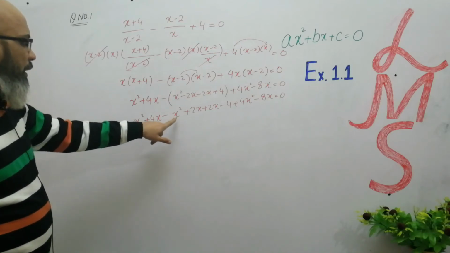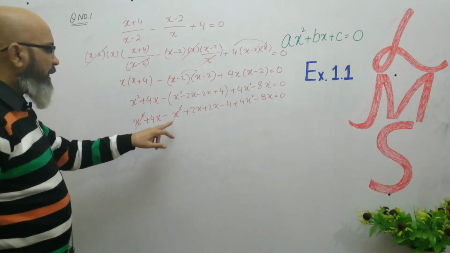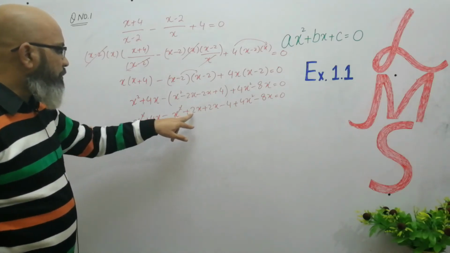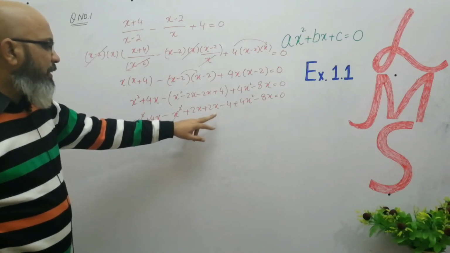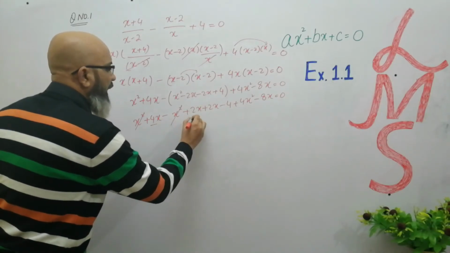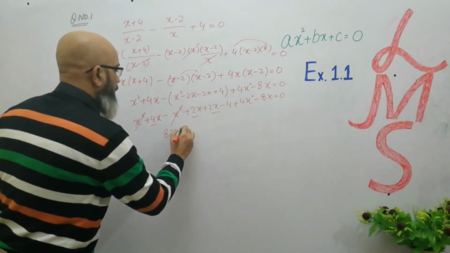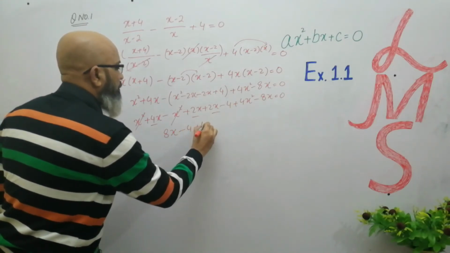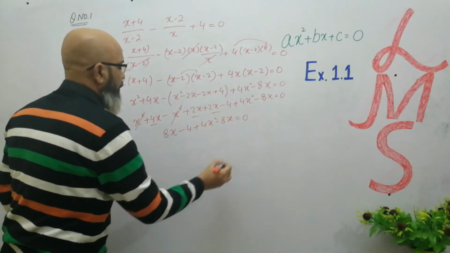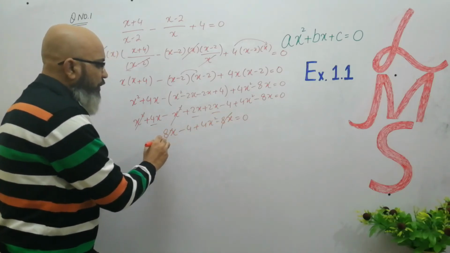So what we get here, x square cuts with x square, right? Because it is plus and it is minus. So here we get 4x plus 2x plus 2x. These are the like terms. So it means that is 8x minus 4 plus 4x square minus 8x, that is equal to 0. So if we subtract 8x with the 8x, it will cancel each other.